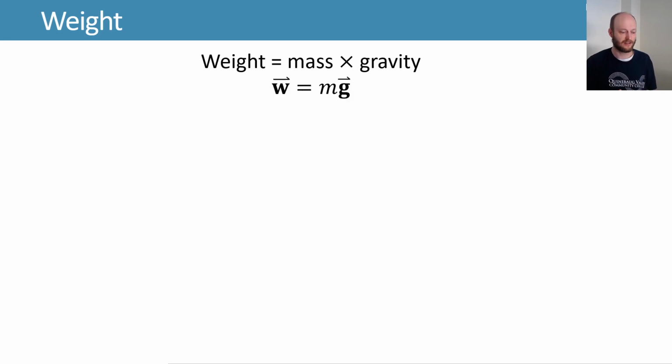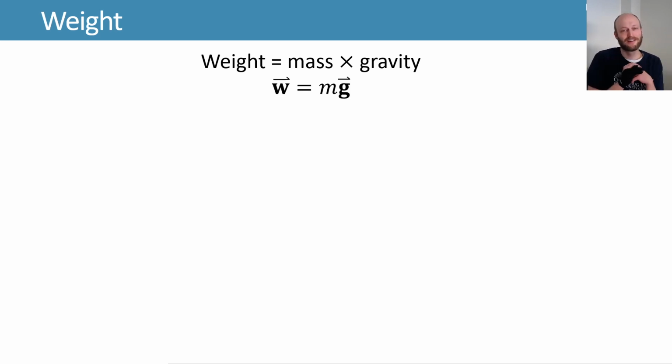Weight is a combination of your mass and gravity. So how much something weighs is a force that's equal to the mass of that object times the local gravitational acceleration, or W equals mg. This actually gives you a tricky way of cutting weight.